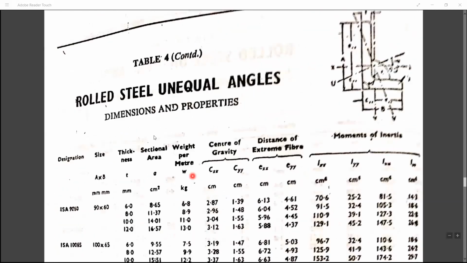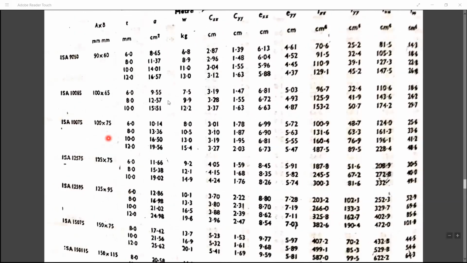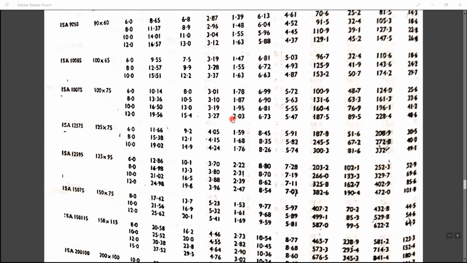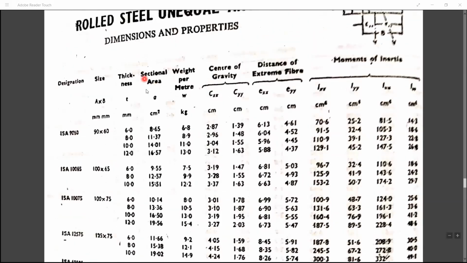Your unequal angle page will be like this. Rolled steel unequal angles: in your steel table, go to this page and search here with respect to the area. What is our area? 660.